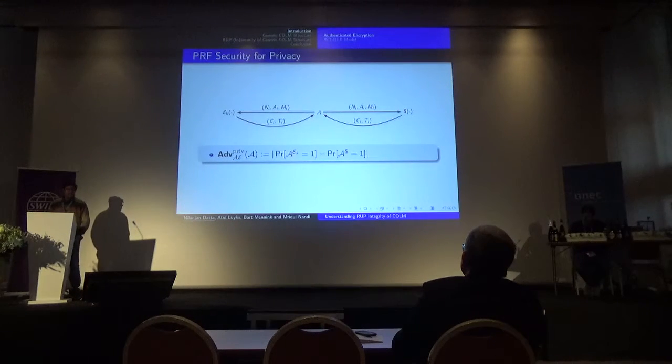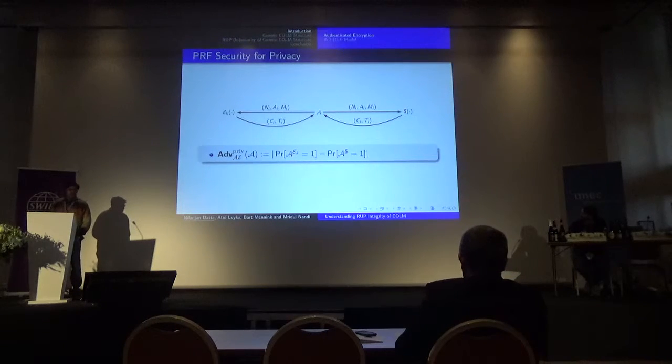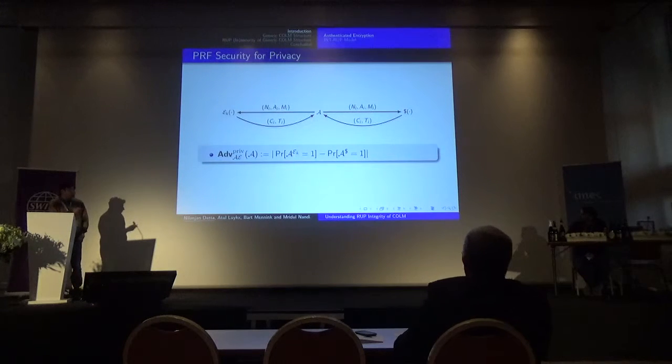Any authenticated encryption scheme usually requires two securities. First one is for the privacy, that is the PRF security. So here the adversary can make some queries either to the encryption oracle or to a random function. And after the interaction, it has to say whether it has interacted with the encryption oracle or the random function. And the advantage is given by this one.